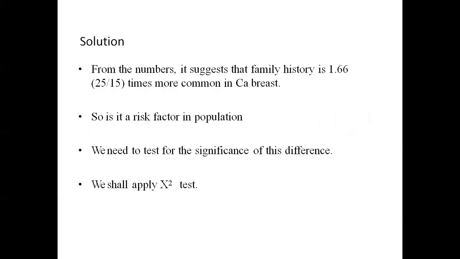So solution: from the numbers, it suggests that family history is 1.66 times, that is 25 upon 15 times, more common in CA breast. So it is a risk factor in the population. If we read this statement, it seems that it is a risk factor in the population. So we need to test for the significance of this difference. So we will apply the chi-square test.